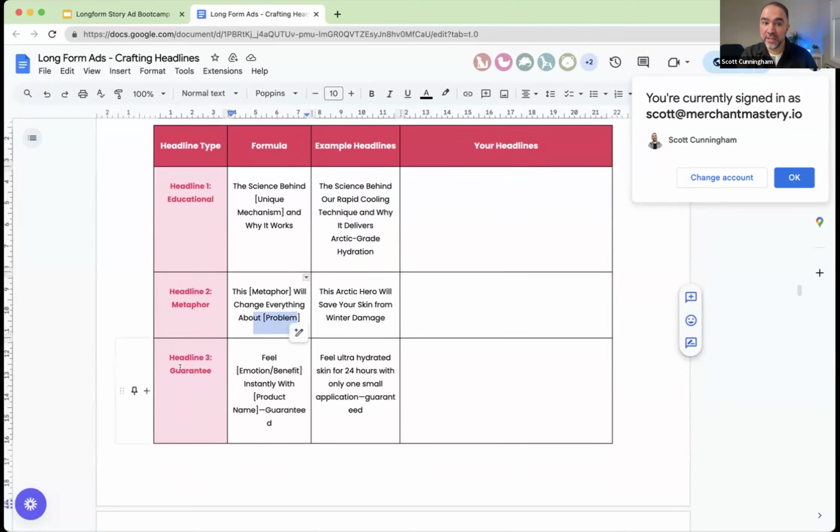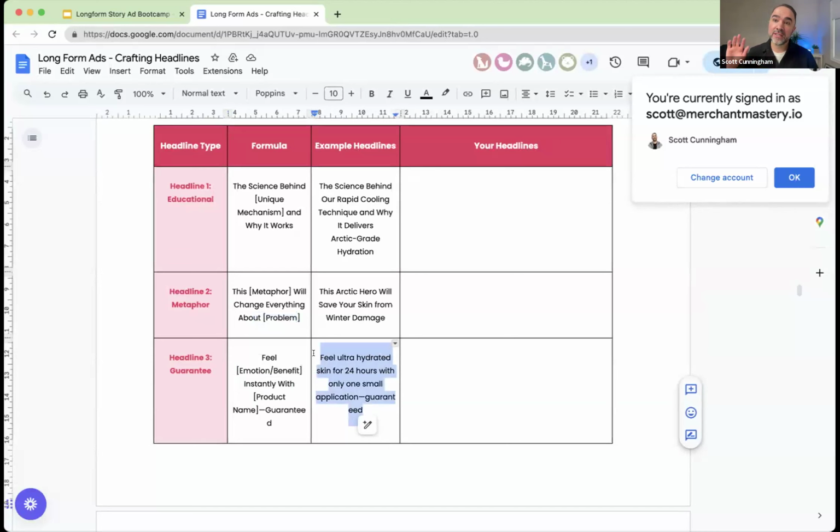Okay, headline three. This one was feel emotion. This was the guarantee. Feel emotion benefit instantly with product name, guaranteed. Feel ultra hydrated skin for 24 hours with only one small application. Guaranteed. I like this process of the different ways that we're coming up with these headlines.